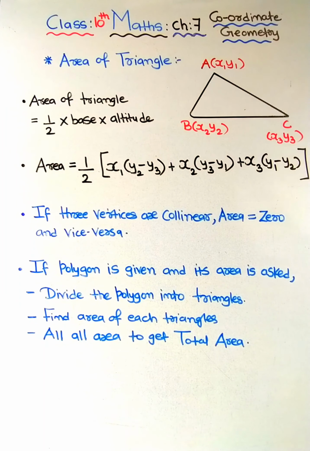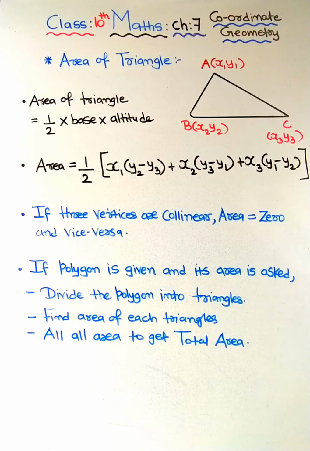We are studying class 10 mathematics. In that we are studying chapter number 7, that is coordinate geometry. Now we have finished two different formulas and concepts, the distance formula and the section formula. Moving on to the next and the last formula, that is area of triangle.